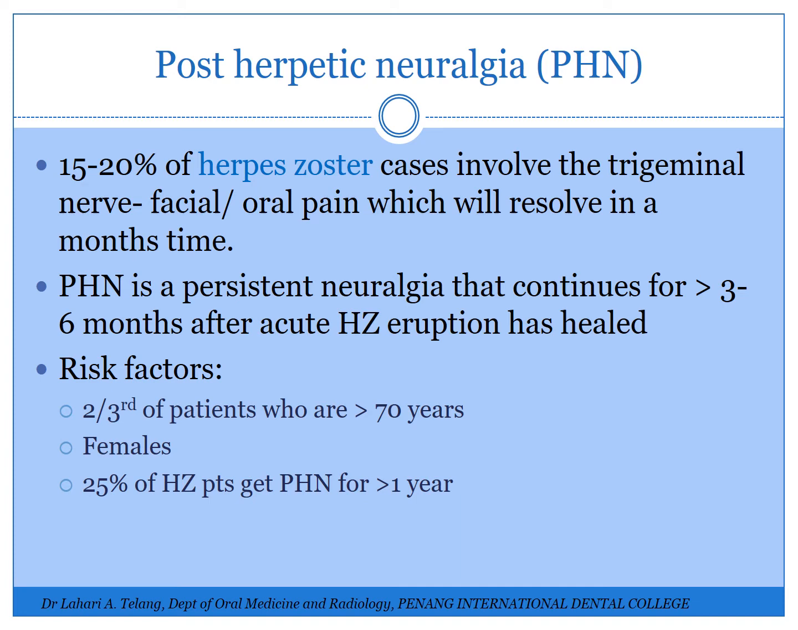So, for post-herpetic neuralgia, the risk factors would be patients who are older. For example, of the patients who get post-herpetic neuralgia, two-thirds of them are older than 70 years old. Female patients are also at risk, and 25% of herpes zoster patients get post-herpetic neuralgia lasting for greater than 1 year.